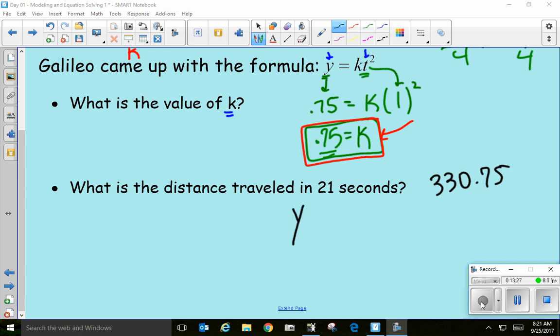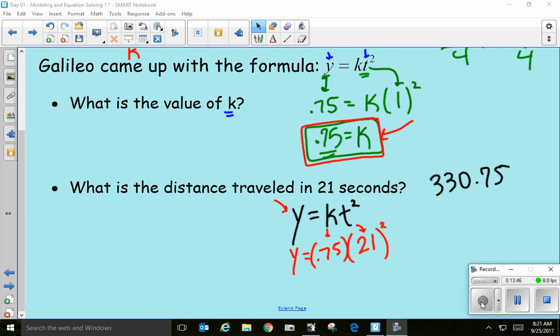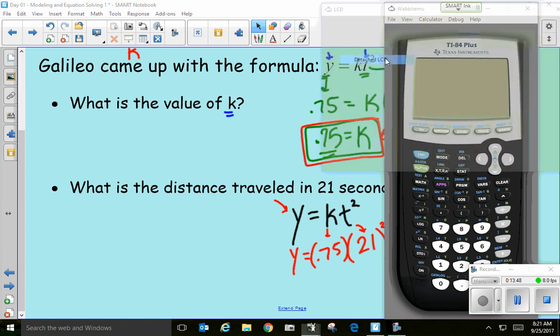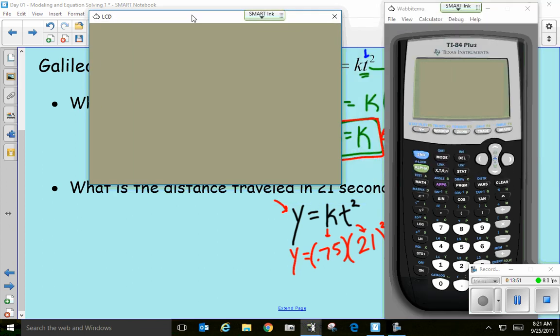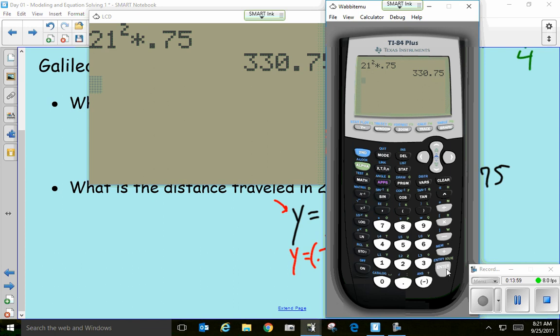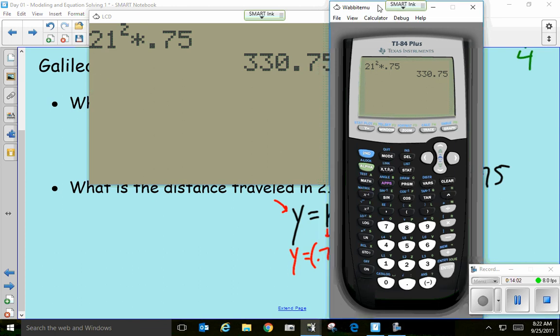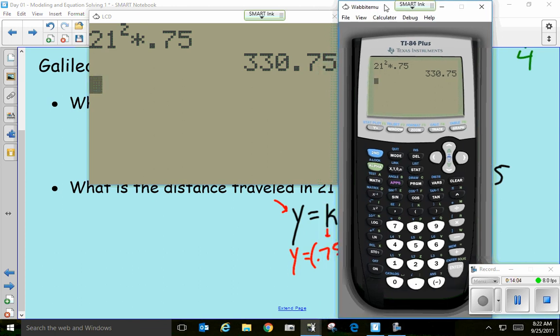We obviously still have to use Galileo's formula. We know that we're finding distance. We have K now, that's 0.75, and they're asking us after 21 seconds, that's our time. Don't forget to square that. So it's 21 squared times 0.75. And just to check, 21 squared times 0.75 is 330.75, absolutely, all day long.